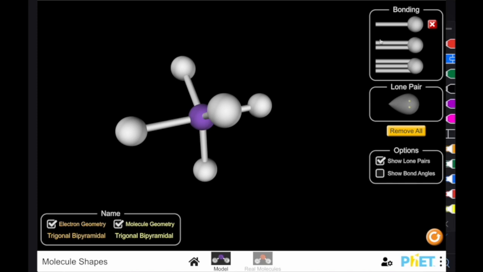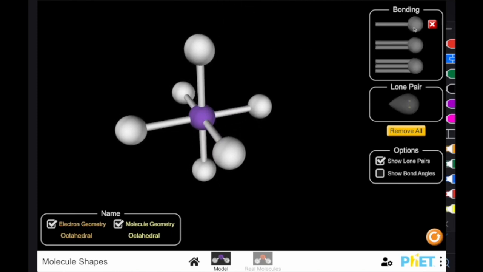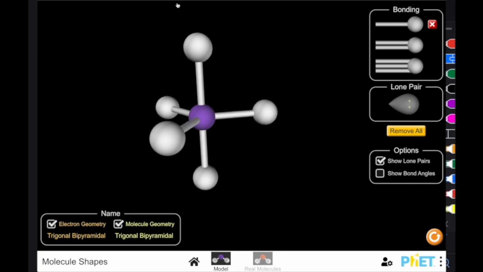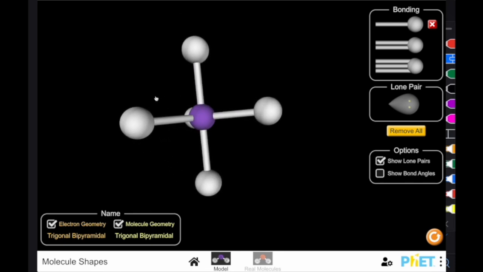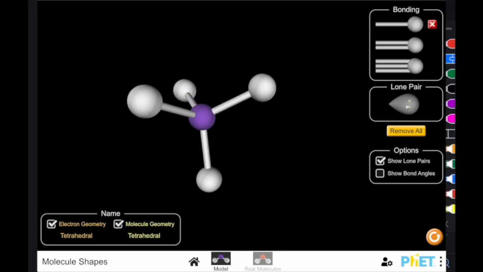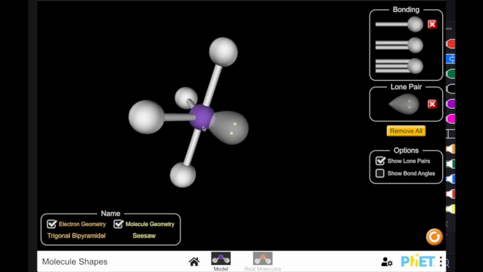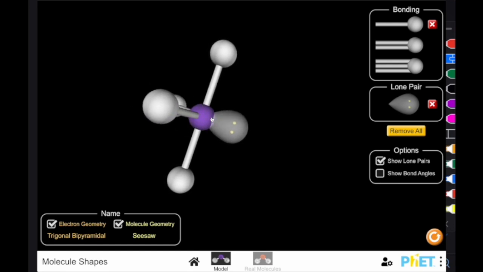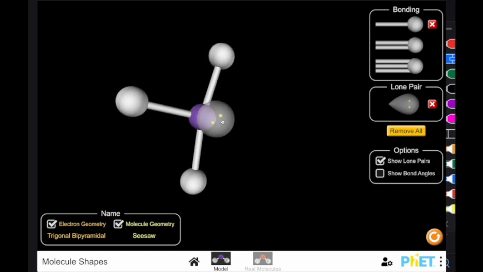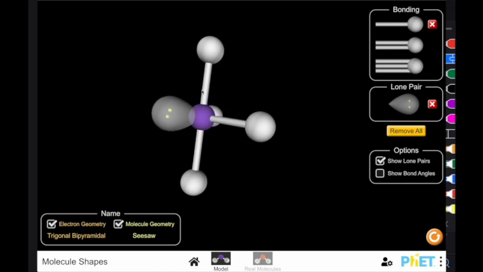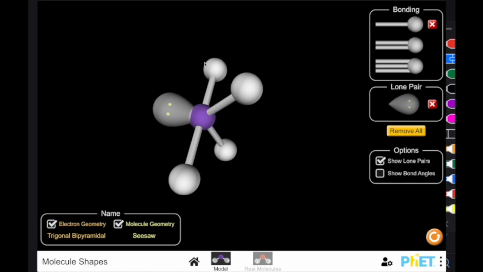So here, I think I went to octahedral now. So here's octahedral. Let's go back to trigonal bipyramidal. Now, I told you that when you put a lone pair in, the lone pair is going to occupy the position that gives it the most room to breathe. That's going to be one of these 3 equatorial positions. So if I pop a lone pair in here and take away one of the shared pairs, so now I'm back to my trigonal bipyramidal electron geometry. And look at the molecular geometry.